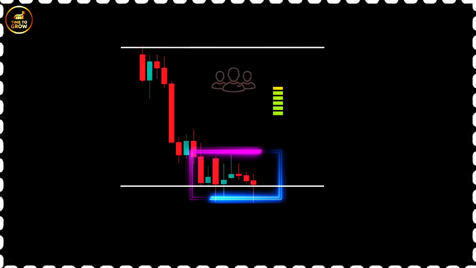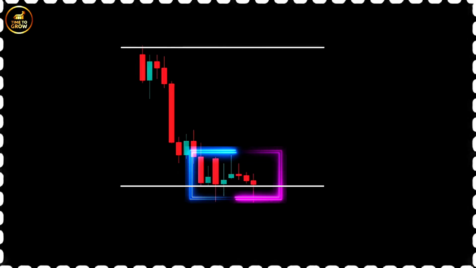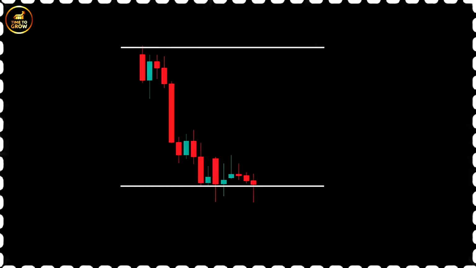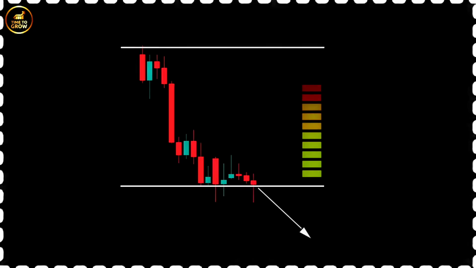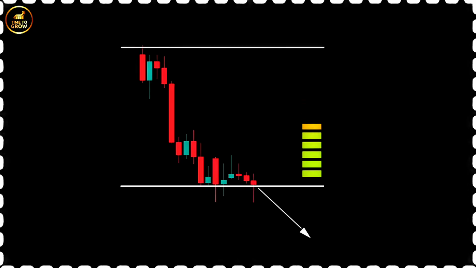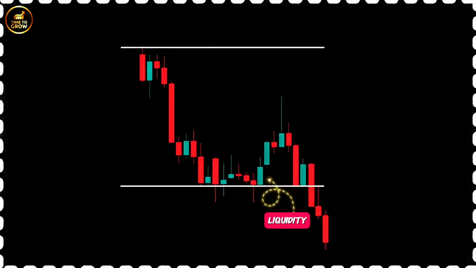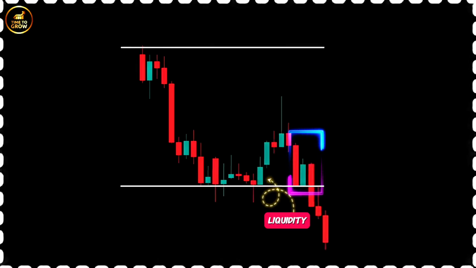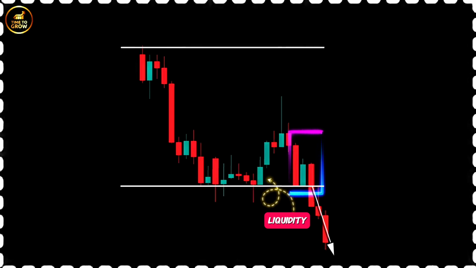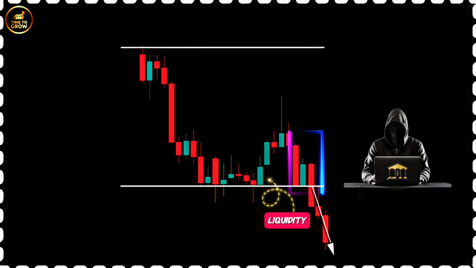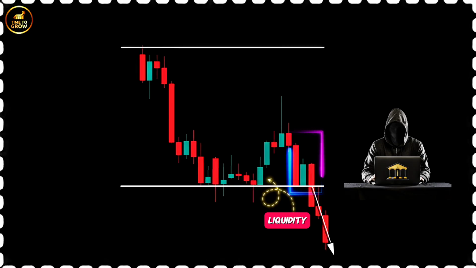Fresh selling positions are not being added. Momentum is slowing down. Whenever this happens, the probability of the trend continuing sharply becomes very low. Instead, the market needs time to consolidate, build liquidity, and attract new participants before it can continue in the same direction. Smart money uses this exact moment to trap retail traders again and again.